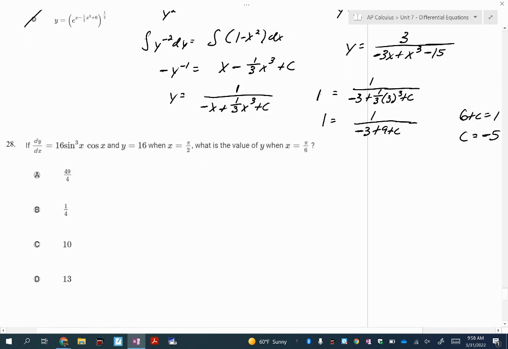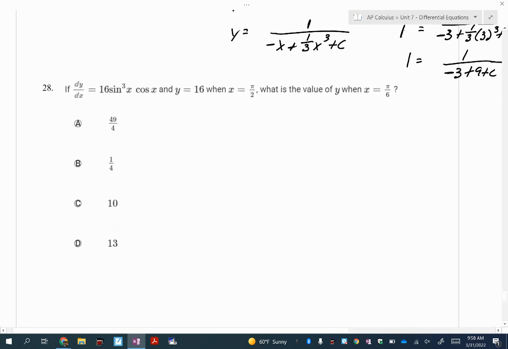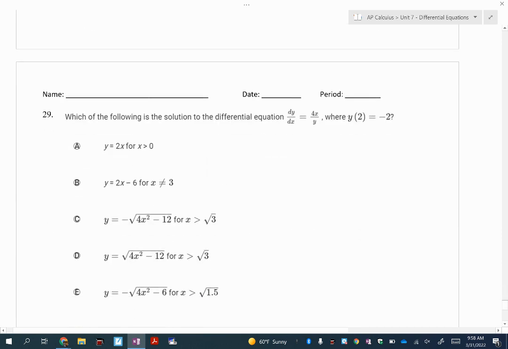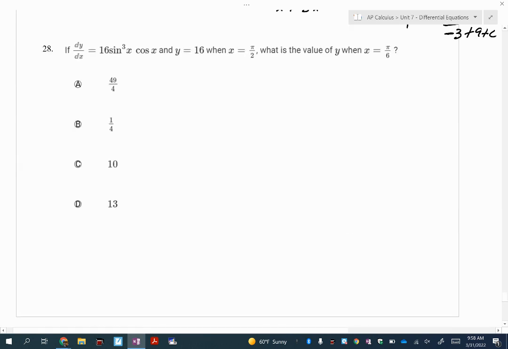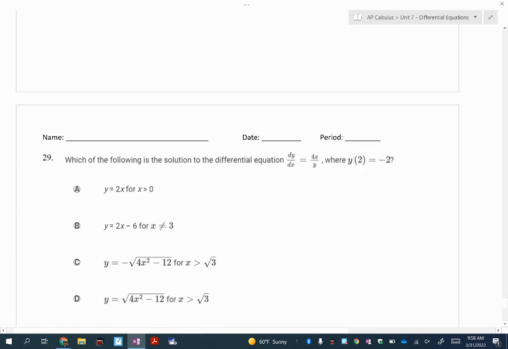Now, number 26 and 28 I've already done, so I apologize for that. You don't need to worry about 28. I did 28 when I did number 24.